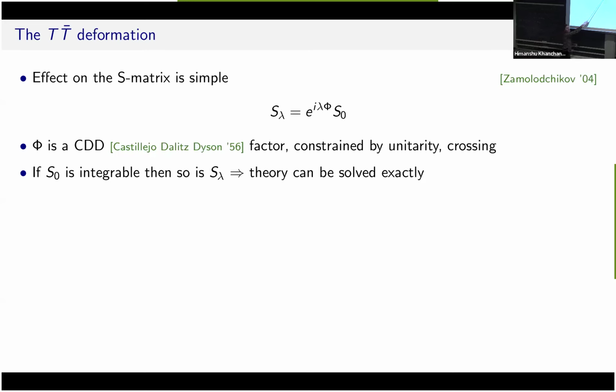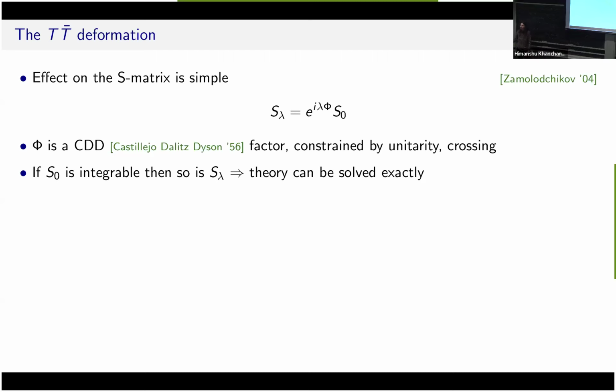But this is not specific to integrable theories. Yes, this is specific to TTbar deformations, but not of integrable ones. There are integrable deformations where you start from S naught that still depend on one parameter, but the new S matrix will be something completely different from just having a phase times the undeformed S matrix. So this is specific to TTbar deformation.